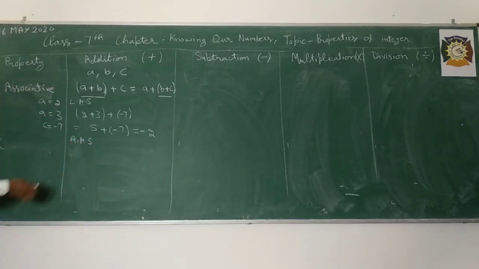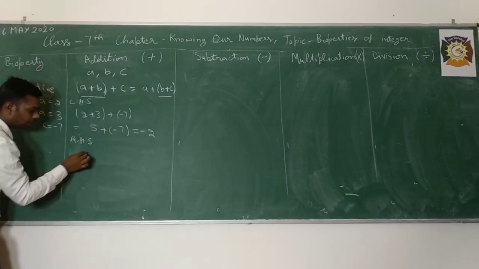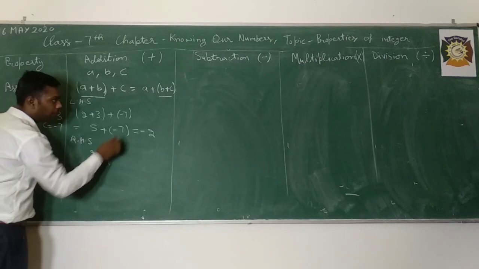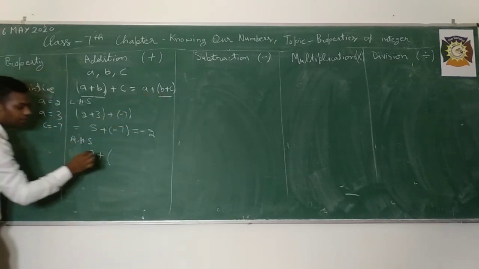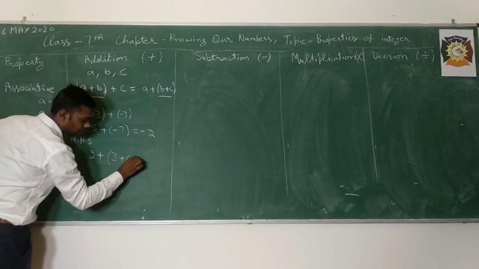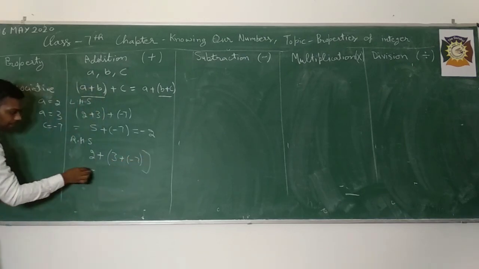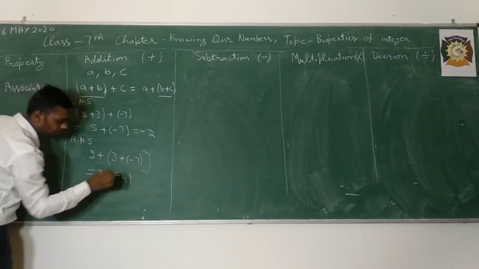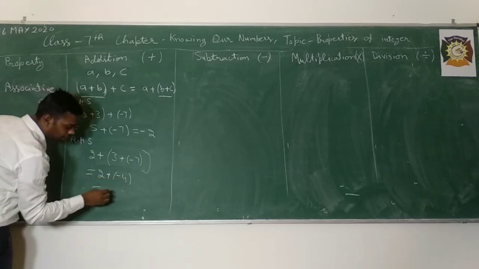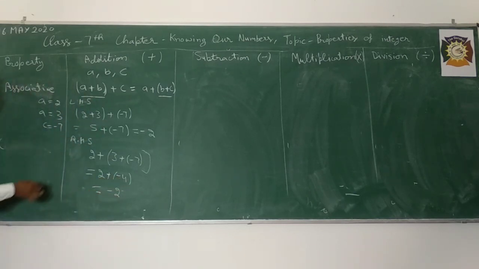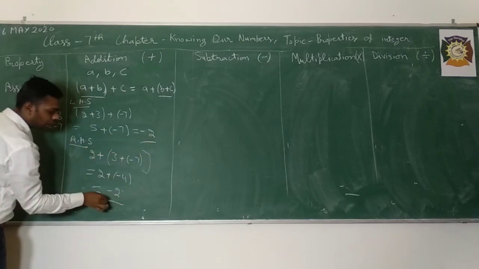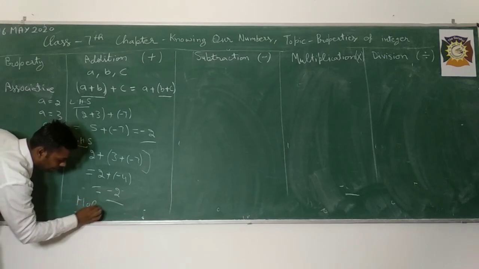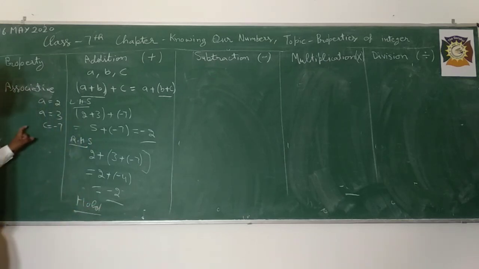Right hand side is a + (b + c). Put the a value, a equal to 2, plus here is the group b plus c, b equal to 3 and c equal to minus 7. Add them. 3 minus 7 is equal to minus 4. That is 2 minus 4, that is equal to minus 2. Left hand side and right hand side here both are equal. Then we say that the associative property holds in addition.